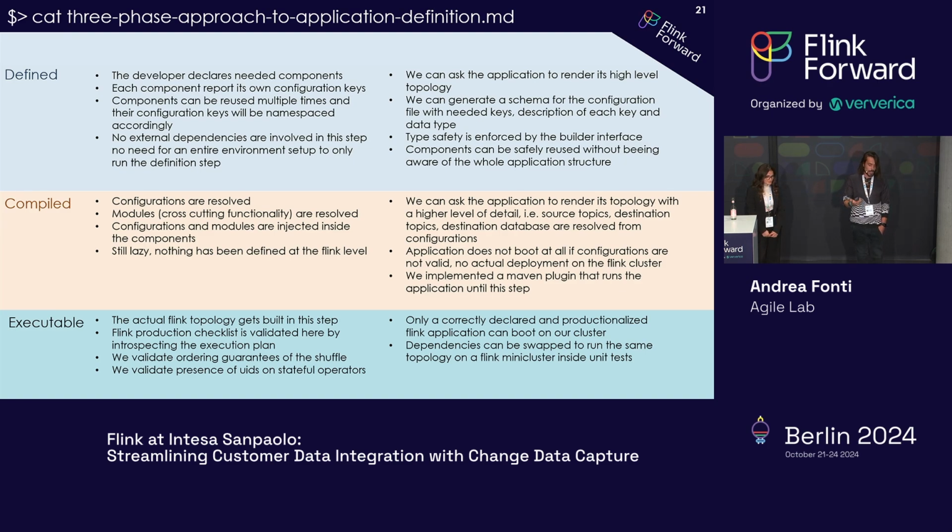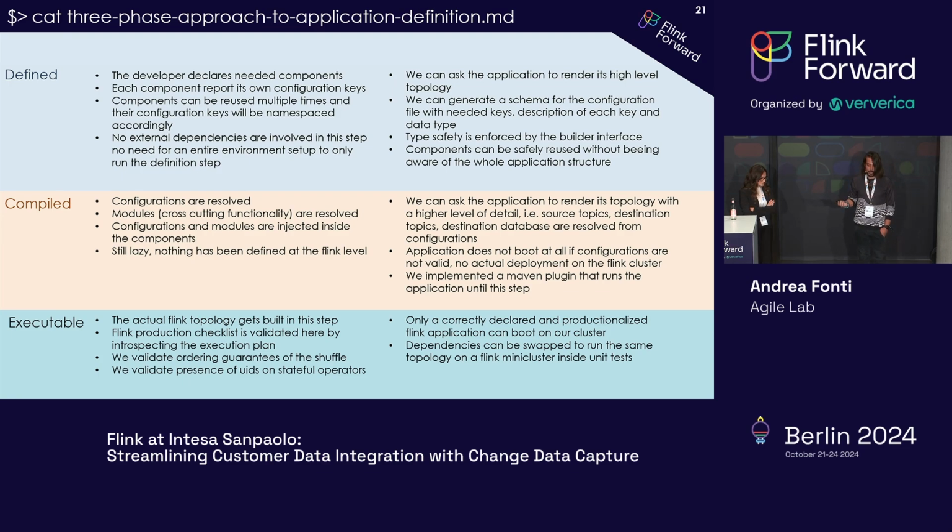Then we move to the executable phase. In the executable phase, the compiled topology will get compiled down again, sorry for the repetition, to a Flink topology. Once we have a Flink topology, we have a Flink plan. Once we have a Flink plan, we can validate the Flink plan again. What I mean about validating it, there's a production checklist in the Flink documentation. Please assign UIDs to operators, or do these checks.